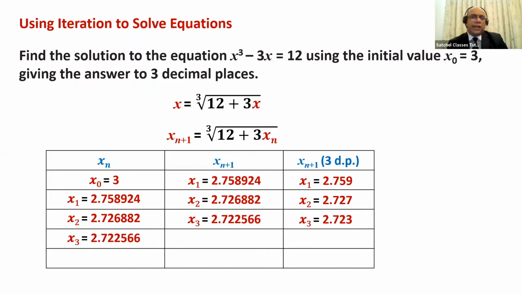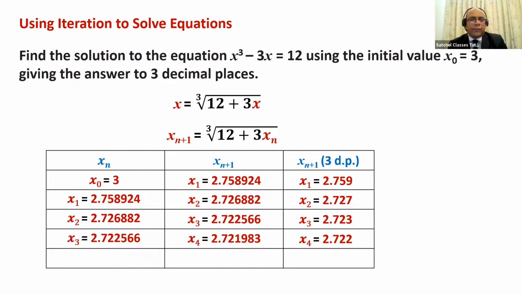Now I substitute that value of x3 in place of xn, right? So I'll get x4 as 2.721983, which when rounded to 3 decimal places will be 2.722. We still don't have the same answer. If you look at the last column, it's very close, but still we don't have a consistent answer. Consistent means you should end up getting the same answer. So let me do the next iteration as well.